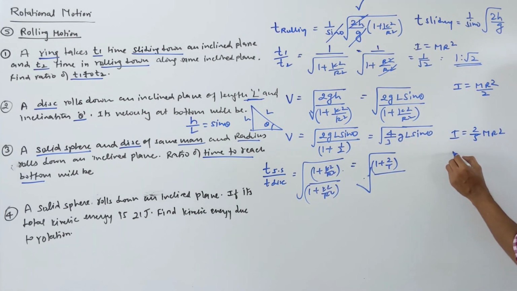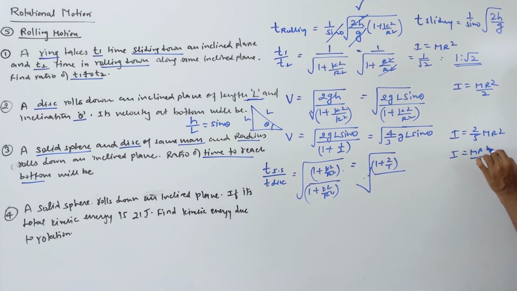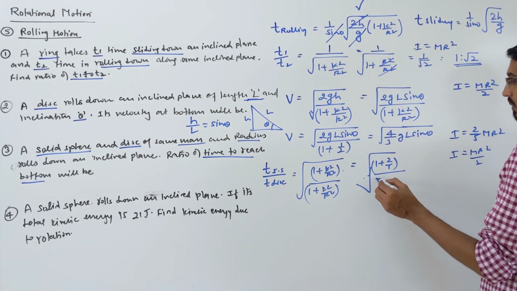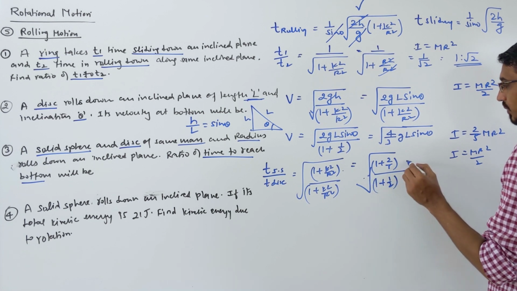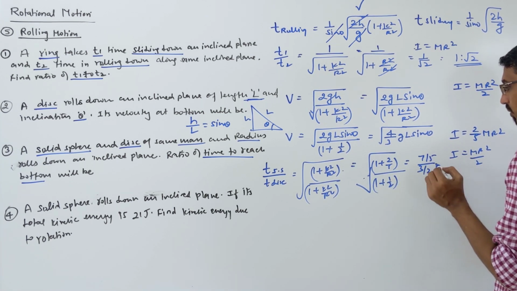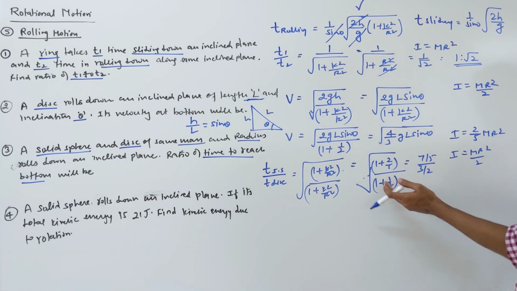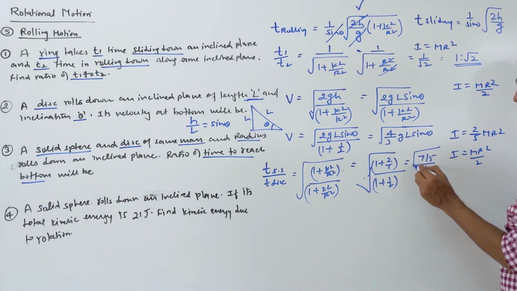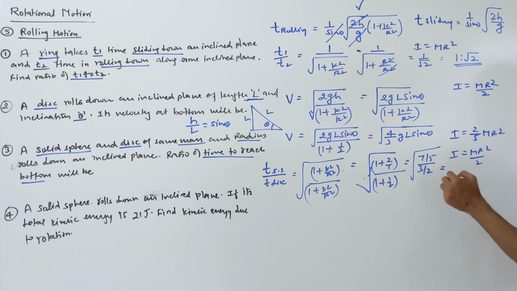Disk inertia is m r square by 2, which means here k square becomes r square by 2. So this becomes 1 plus 1 by 2. So this becomes 7 by 5, and this becomes 3 by 2. I think the calculation is correct, all under the root. So this goes up, that comes down. So the answer simply comes like this: 14 by 15, or you can say the ratio is 14 to 15.